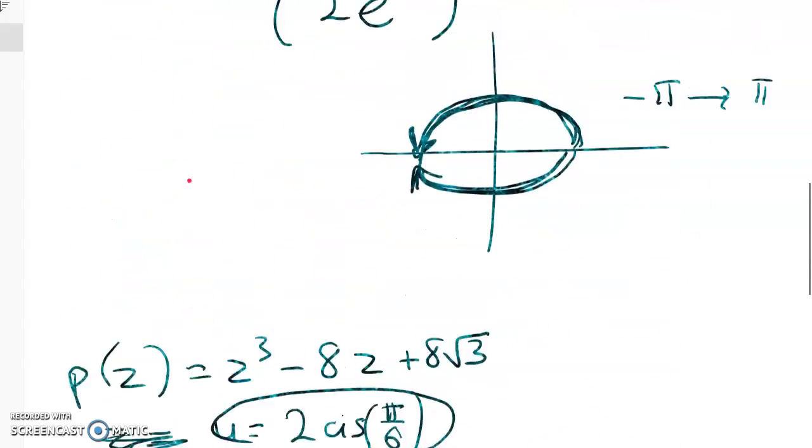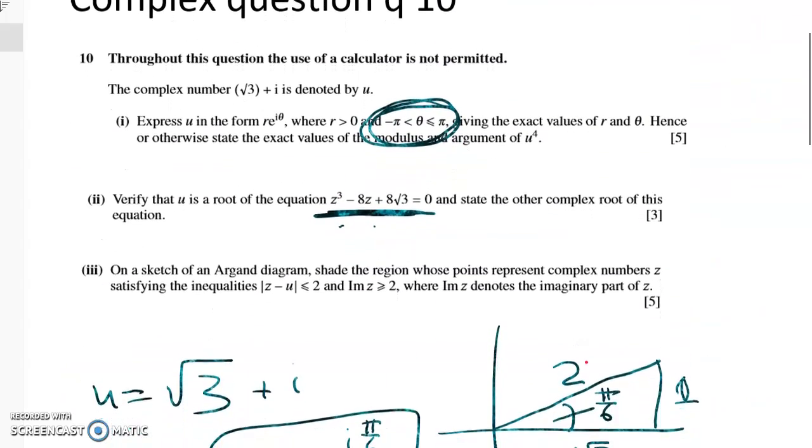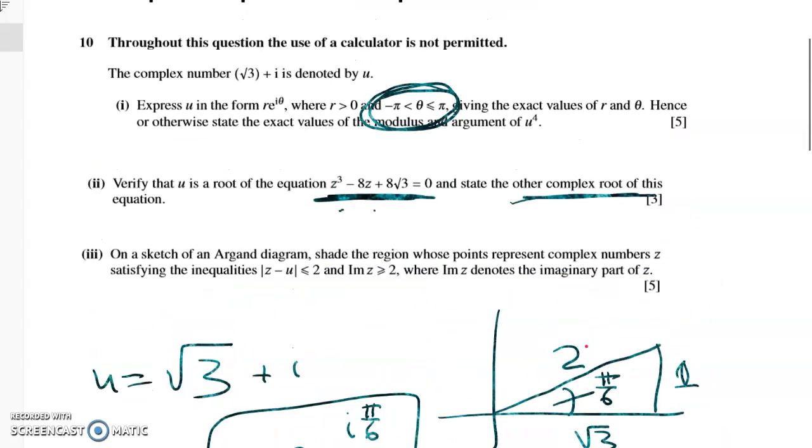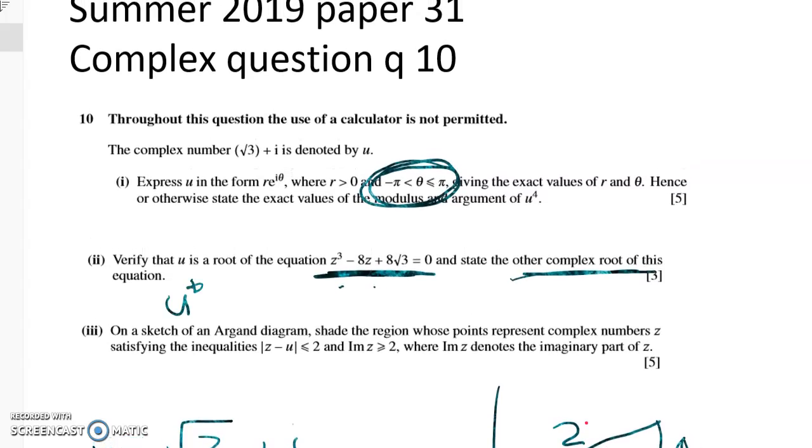Let's go back and see what else we had to do. I think that's about it. Oh, we had to state the other complex root of the equation, but I already did that. That's going to be the conjugate, which is u star. Well, maybe I didn't do that in this version. So u star is equal to root 3 minus i, and that's going to be the other root.